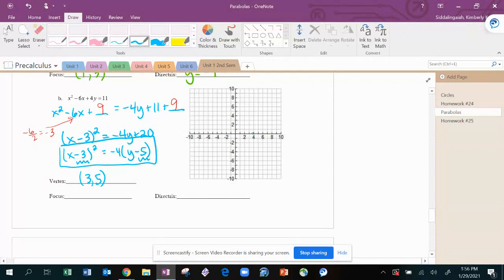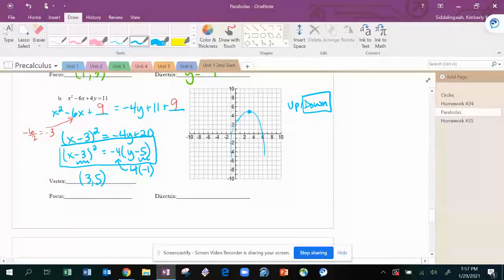So let me plot that. So I'm going to go 3 over and 5 up. And then I'm going to look at this and write it as +4 times -1. Okay, so that p-value is negative. So let's think about this. Is this an up-down or a left-right parabola? X is squared. That was normal freshman year. So this is going to be an up-down parabola. But the fact that our p-value is negative, it's going to be a down parabola.